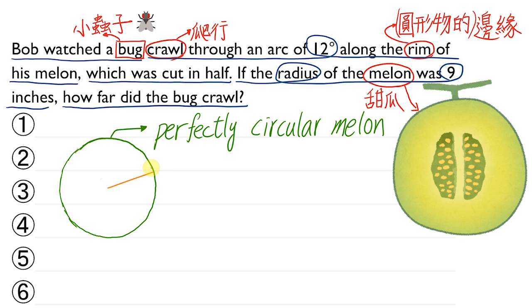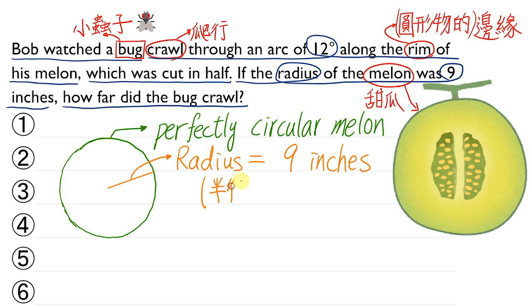The question also says that the radius of this circular melon is 9 inches. Just to remind ourselves, radius means 半径. The question also says that there is a bug which crawls through an arc of 12 degrees. And so here is our 12-degree arc. Here is the bug that crawls through the 12-degree arc.